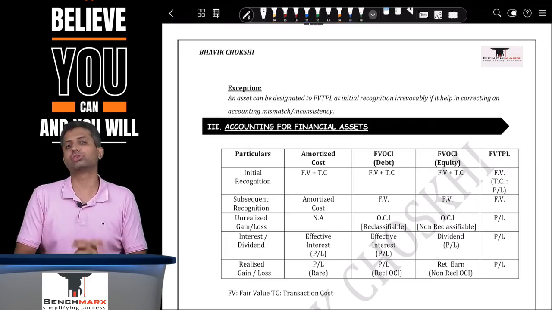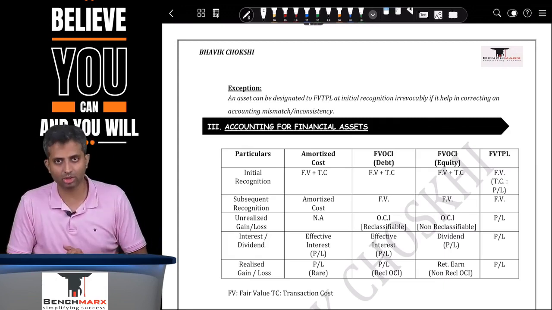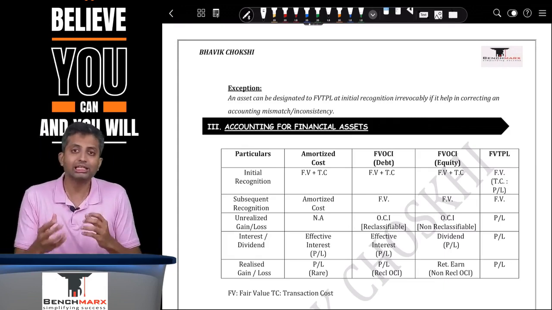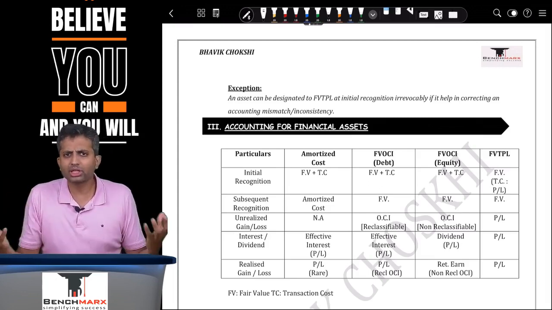So, first of all, initial recognition. Historically, we always see that initial recognition is at cost. This is what changes here. The initial recognition over here is at fair value, not at cost. It is at fair value. So then what is the fair value?